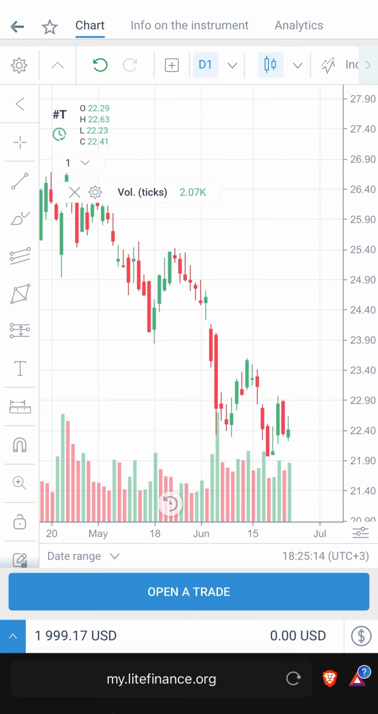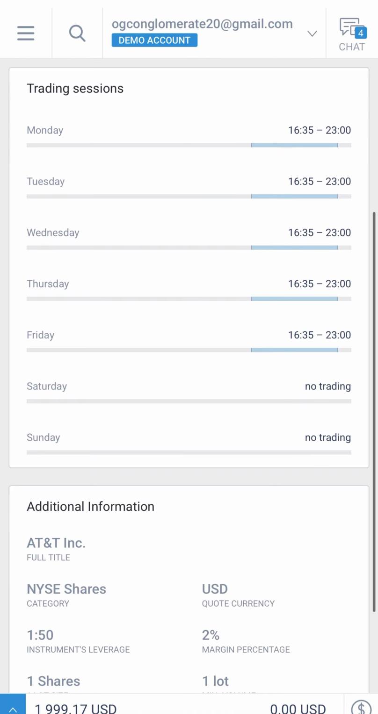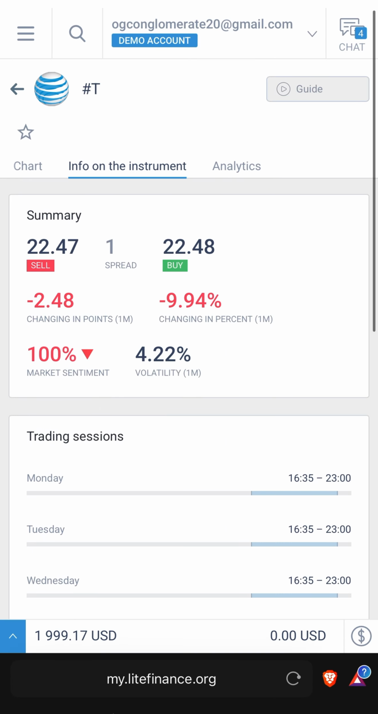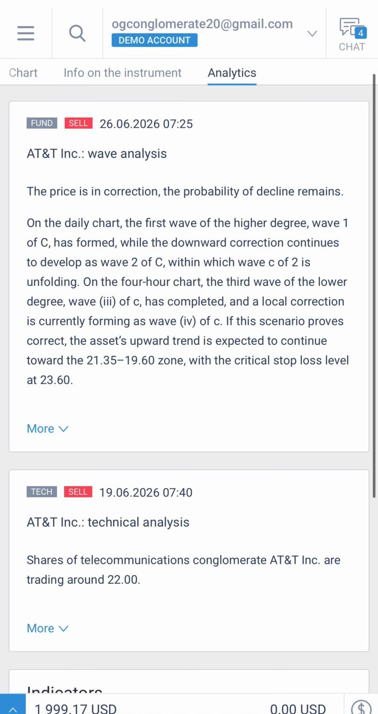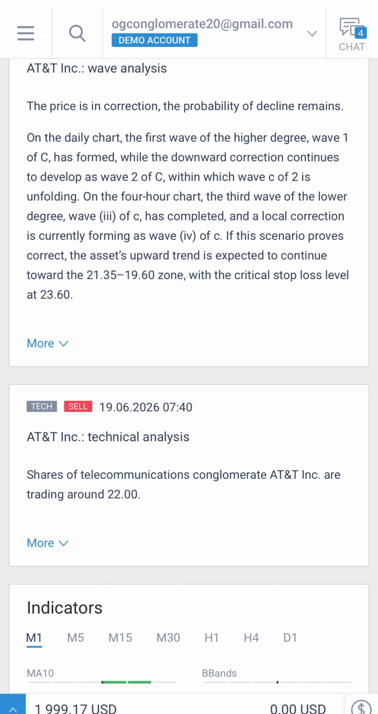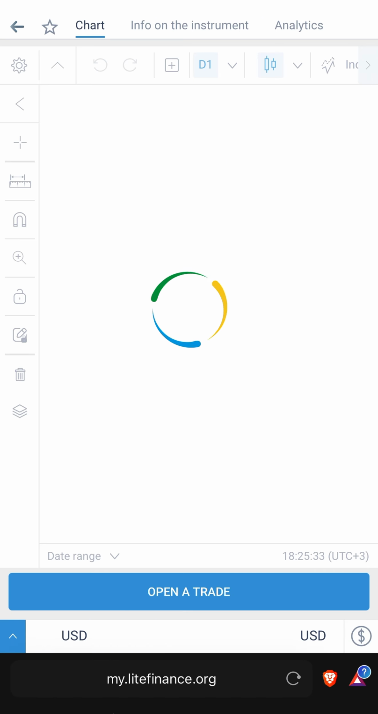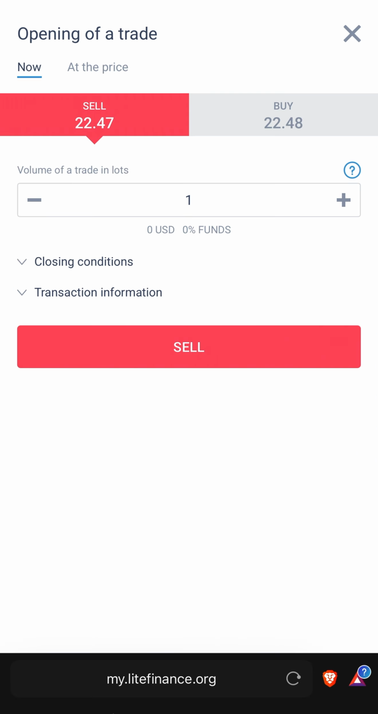So on this, let's say I want to place a buy. You can read info on the instrument. You can look at different information that you might need to know. Then you can check the analytics page, more information, fundamental analysis and all. But here we want to focus on placing a trade. So going to the charts, I will click on open trade.